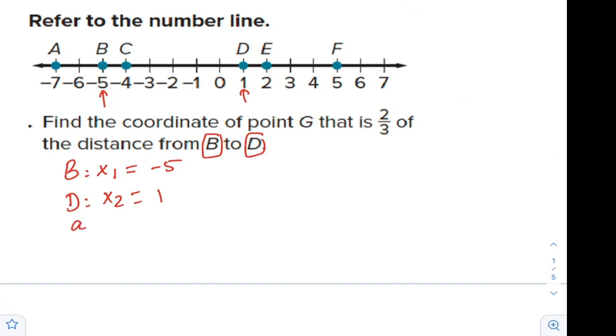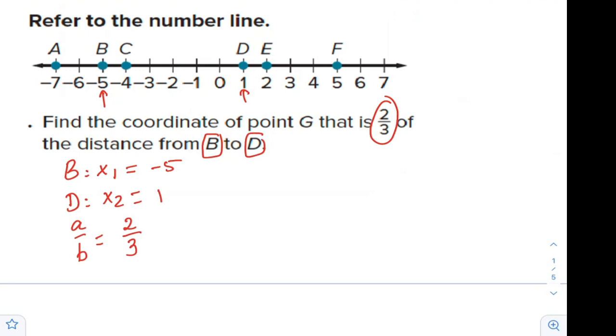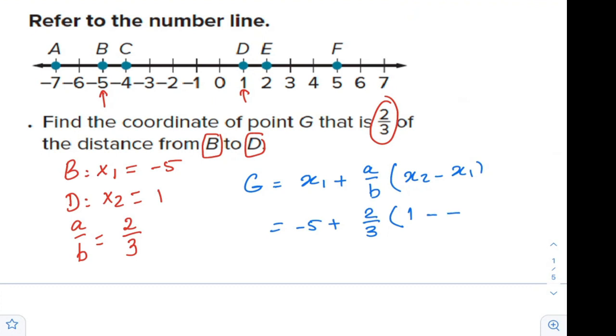Now, where is A over B? A over B is the fraction that he is giving to you, which is 2/3. Now, we will apply the formula that we need to memorize. So the formula says that the point G will be at x1 plus A over B times x2 minus x1. x1 is -5, A over B is 2/3, x2 minus x1 means 1 minus -5.